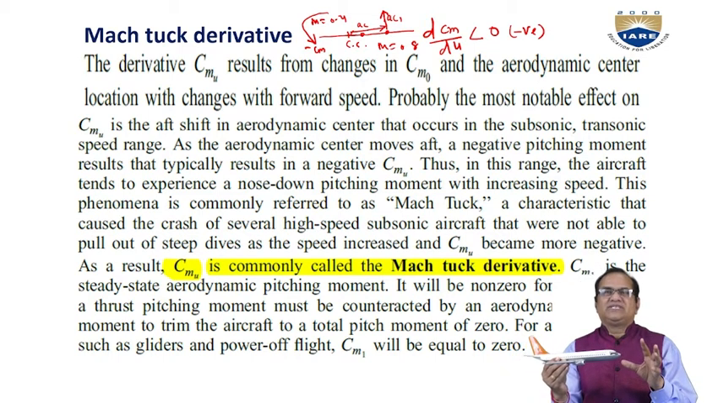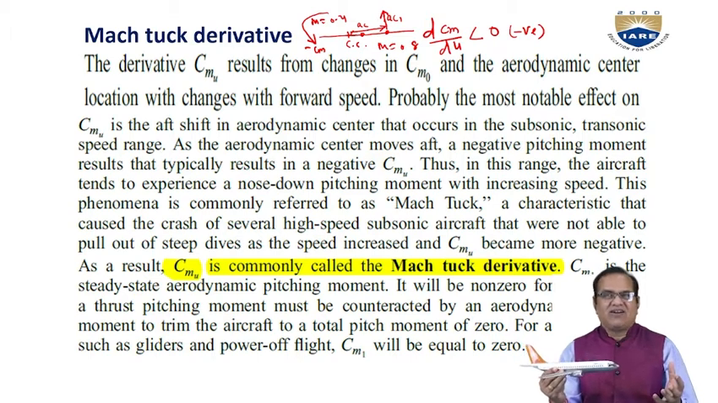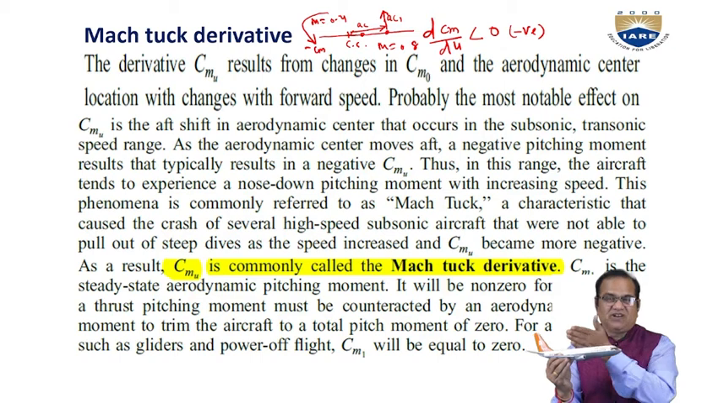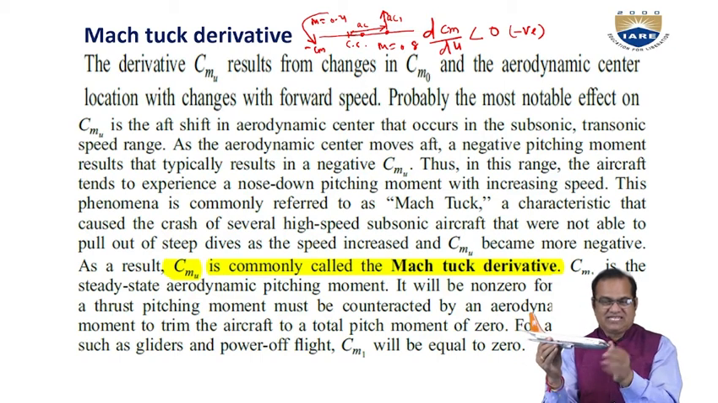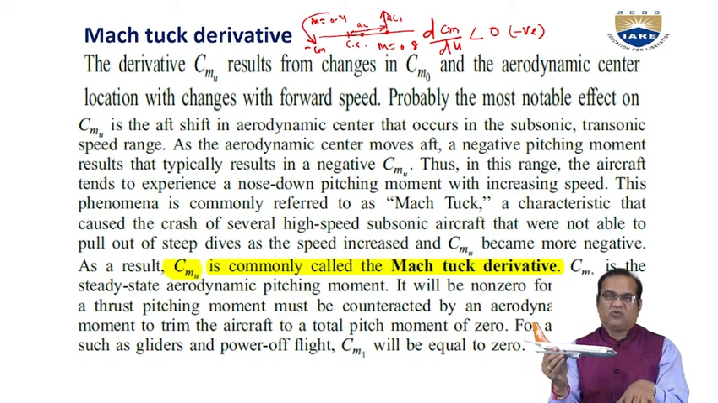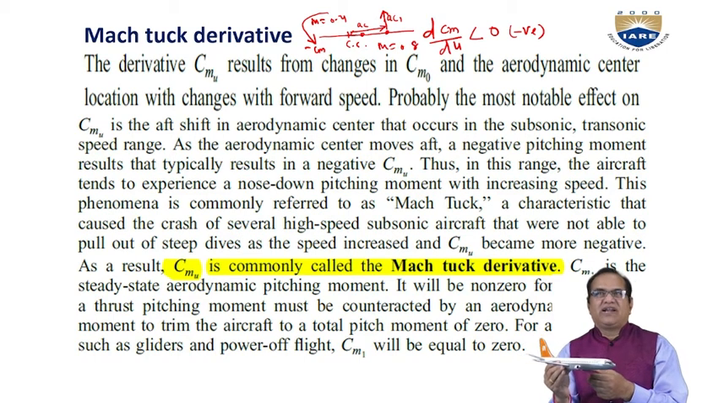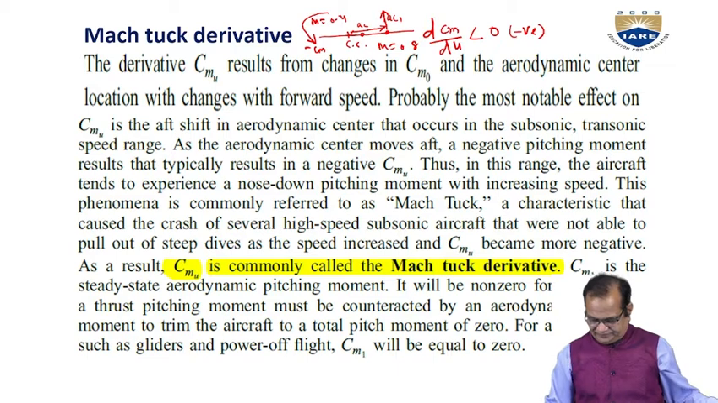So CMU is commonly called the Mach tuck derivative, and this phenomenon is due to the shifting of the aerodynamic center. This tendency of the nose to go down is called the Mach tuck. This phenomenon we have to understand very carefully.